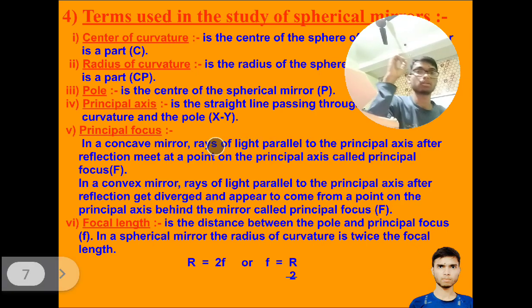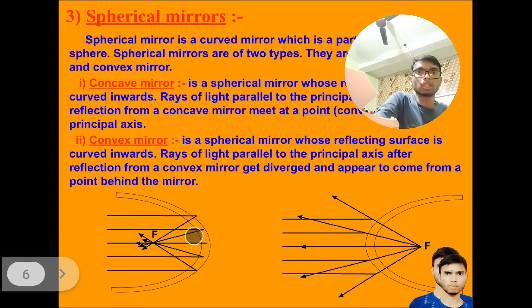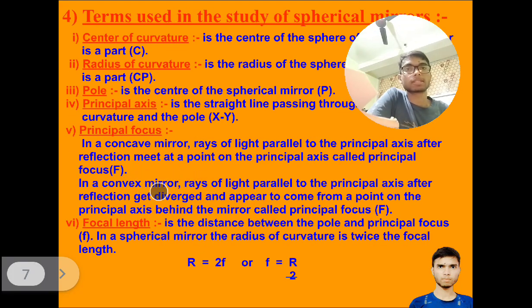Let me clear you. Remember, this is the pole. It is already mentioned, this is the focus, and the center of the spherical mirror will be considered as the center of curvature. Remember, this is pole, this is focus, this will be the center of curvature. This whole line from the center of curvature till the pole will be the principal axis.